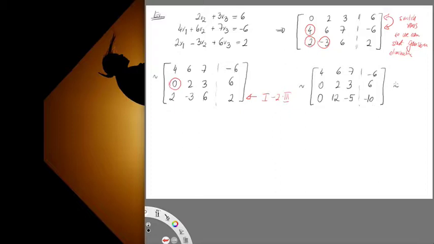All right. Our next victim here is the number 12. So what am I going to do? What can I replace this row with that will get rid of 12? I would go R3 minus 6 R2. That works. So row 3 minus 6 R2.